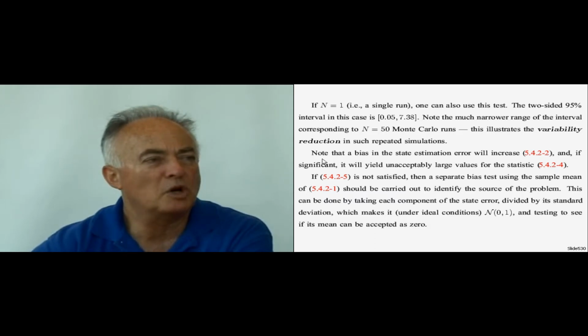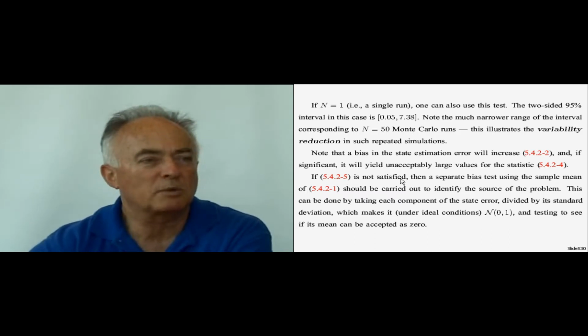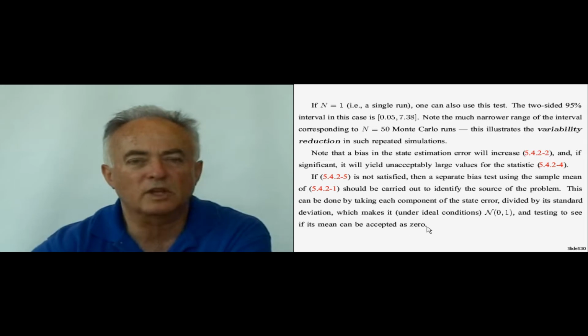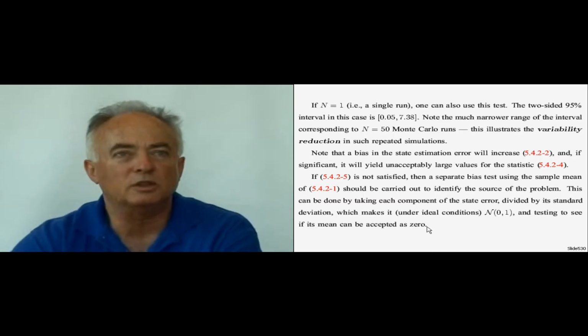Now, as indicated before, a bias in the state estimation would increase our normalized estimation error squared, and if significant, it will yield unacceptably large values for our statistic. Now, if the epsilon bar is not in that acceptance interval, its 95% probability concentration region, then a separate bias test using the sample mean of the state error should be carried out to identify the source of the problem. This can be done by taking each component of the state error, divided by its standard deviation, which makes it under ideal conditions Gaussian with zero mean unity variance, and testing to see if the mean can be accepted as zero. So we have a separate subtest if the first one is not accepted to identify whether the problem is in the mean or in the variance. Typically, if you have a problem, it could be in both places.